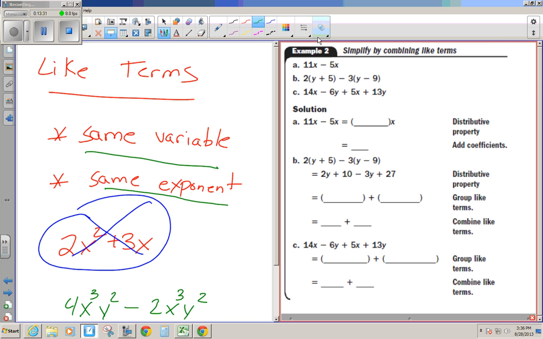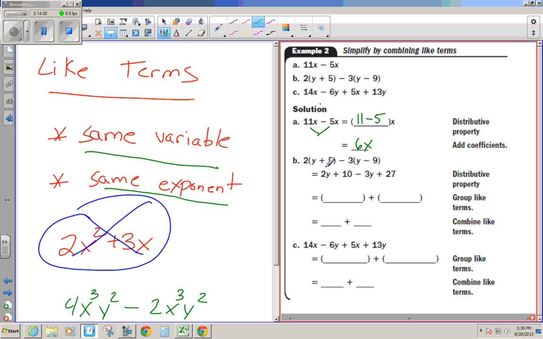All right, let's take a look at this then. 11x minus 5x. Are they like terms? Hopefully you say yes. They have the same variable. They have the same exponent. So now we just combine the numbers. 11 minus 5 is, oh, I'm sorry, that's what they wanted. In this space here, you're supposed to use the distributive property or undistribute. So 11 minus 5, which is 6x.